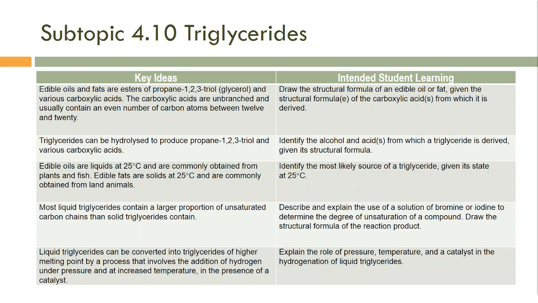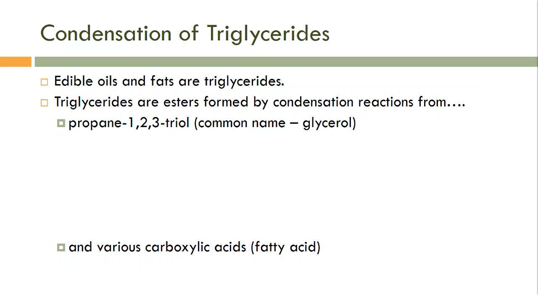Finally, explain the role of pressure, temperature, and a catalyst in the hydrogenation of a liquid triglyceride. Hydrogenation of that, we'll look at that. Condensation. Edible oil and fat, they are all triglycerides. And triglycerides are esters formed by condensation reaction from propane 1,2,3-triol, commonly known as glycerol.